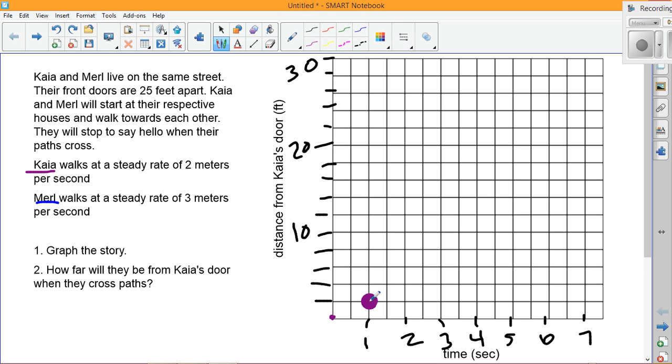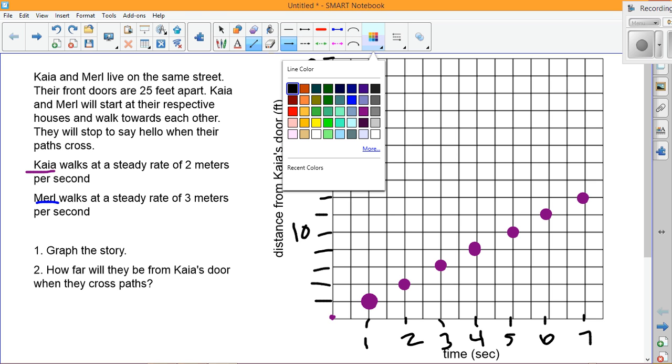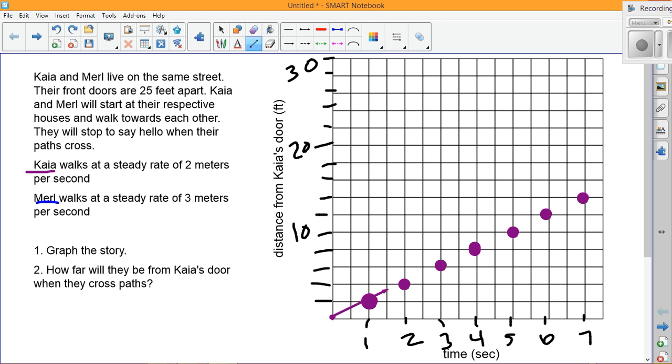And then at 2 seconds, she should be at 4. At 3 seconds, she should be at 6. At 4 seconds, 8, and so on and so forth. So we can connect her line like that. And that's what her path will look like.